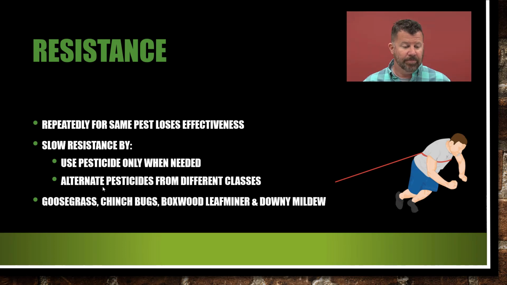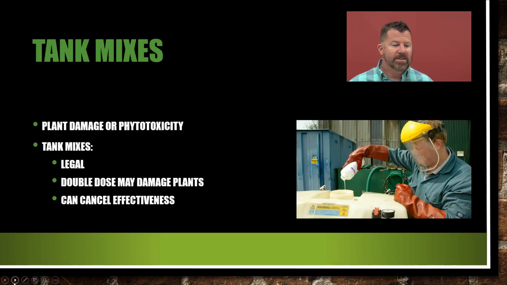Slowing the resistance. You can do this by using the pesticide only when needed first, and then using the alternate pesticides. Never use the same thing, especially in the same season, over and over again. And guys, even goosegrass, one of the nastiest weeds that we see a lot of, chinch bugs, boxwood leaf miner, and downy mildew for roses have all become resistant to certain pesticides. And we don't want that, guys. We need to change it up.